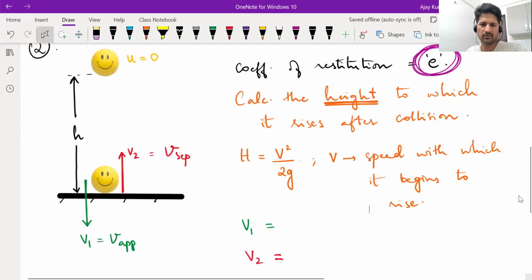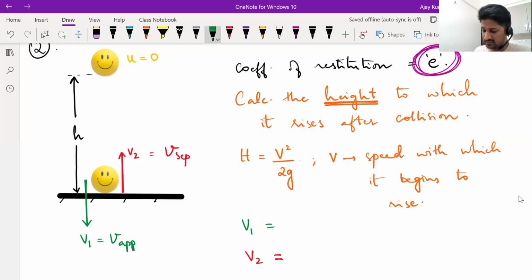Vanilla, what is your idea to calculate V1? The velocity with which it hits the ground. e equal to v2 minus v1 by u1 minus u2, sir. No, that is coefficient of restitution. But see, the speed with which it hits the ground is what I asked. This depends on the height from which it is falling, no? Yes, sir. So how will you get the expression for V1?